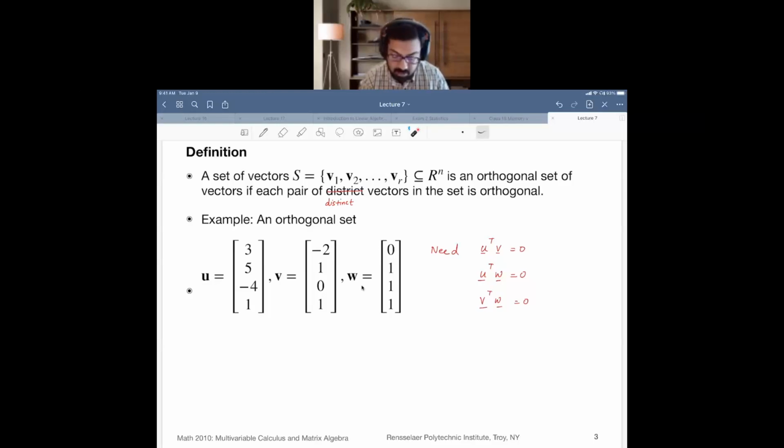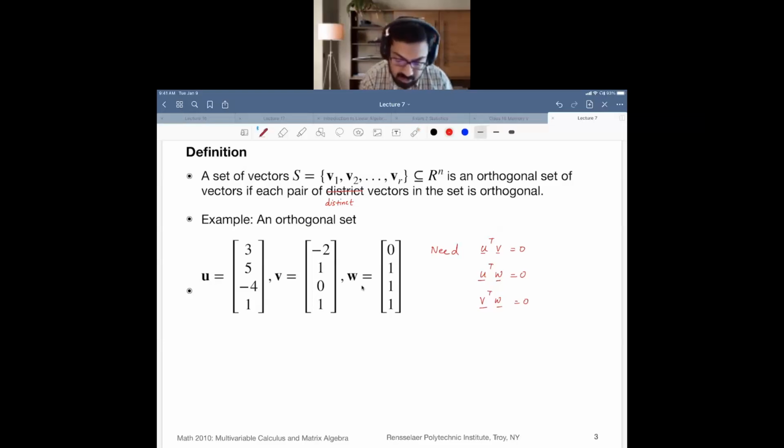And it's just multiplication here, here, here, here. In the other one, you're doing this with this, this with this, this with this, this with this, and you're adding up all those results. And so you need this. And you can check this later on, and it will satisfy all these three criteria. u is orthogonal to v, u is orthogonal to w, and v is orthogonal to w as well.